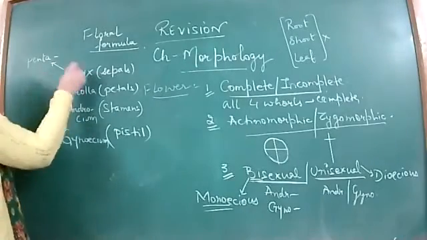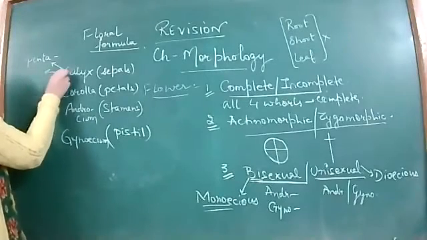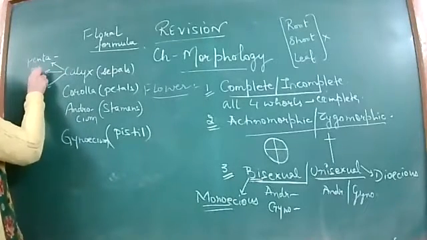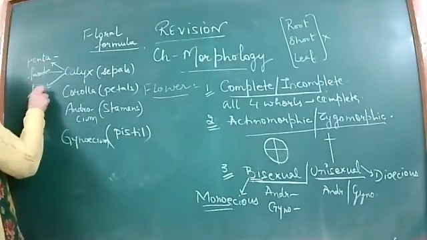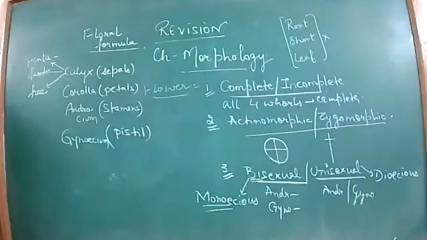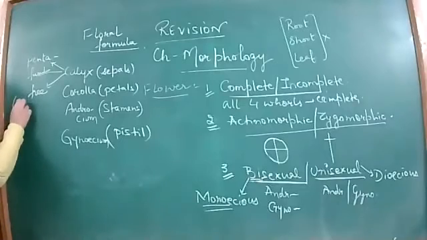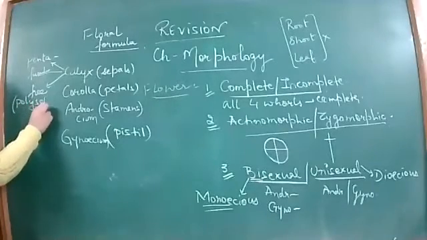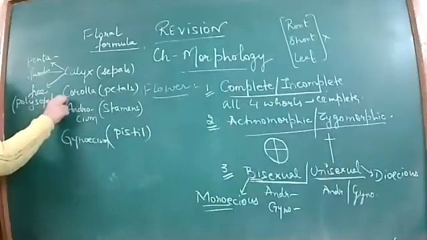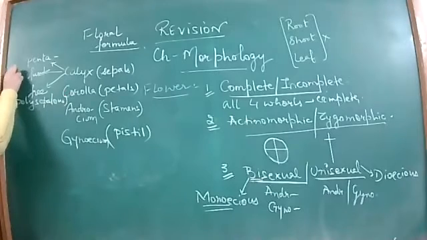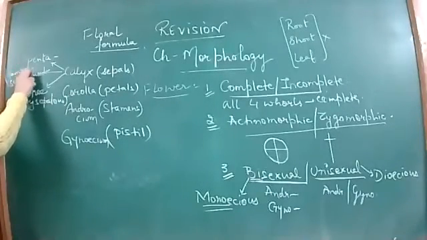But what if they are fused or free? There are 2 conditions, either they will be all fused or they will be all free. So what term is used for the sepals when they are free? Polysepalous. And when they are fused? Gamosepalous. These conditions will still be there.